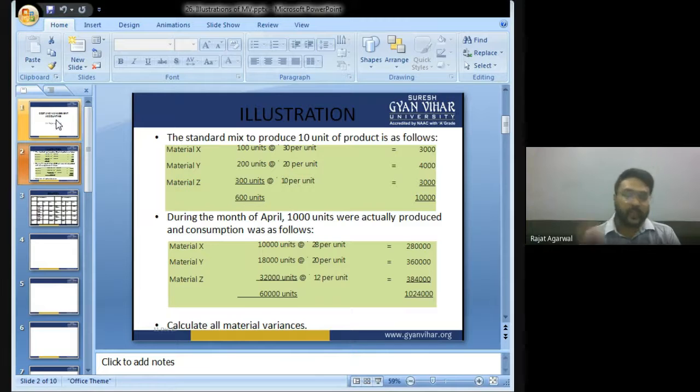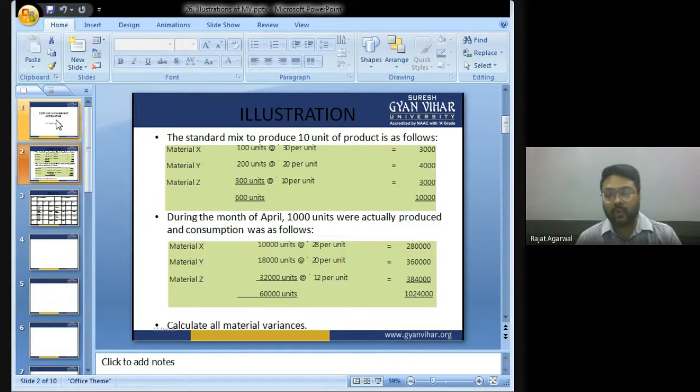So in the month of April, 1,000 units were actually produced and consumed. In this, three types of material were used: material X 10,000, material Y 18,000 units, and material Z 32,000 units. Material X actual price is rupees 28 per unit. Material Y actual price is rupees 20 per unit. Material Z actual price is rupees 12 per unit.